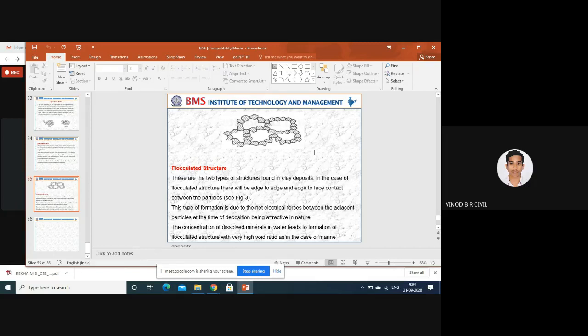These are closely related to each particle, and voids are very low. Some voids we can expect in the soil mass, soil voids. Here soil voids we can expect in the flocculated structures.